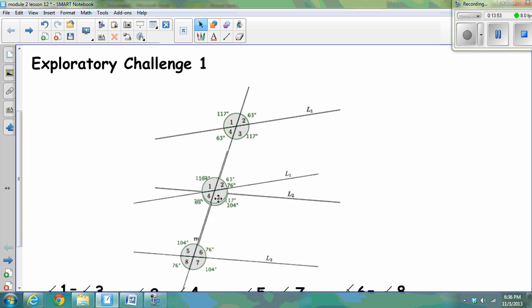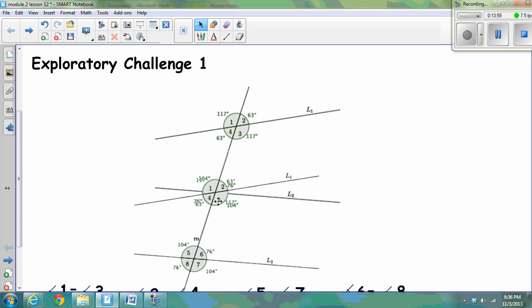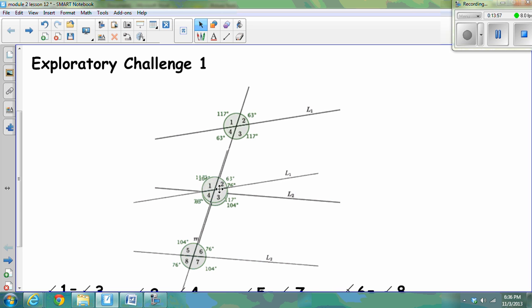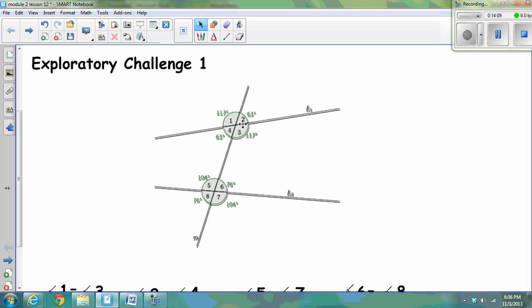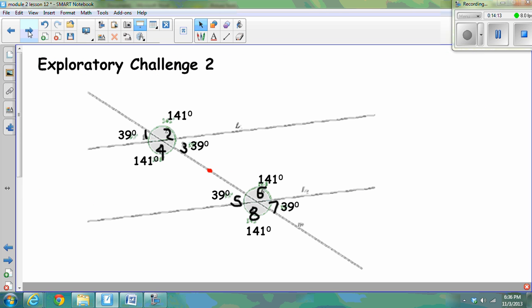Notice if I lay the transparency so that line M coincides on the transparency, this line here, line L1, does not correspond to line L2. It's not lining up. So those corresponding angles are not equal. So why do you think that is? Well, in the first diagram, lines L1 and L2 were not parallel. So a translation of one of those angles would not map onto the other angle.